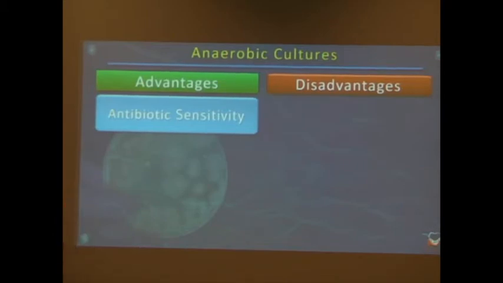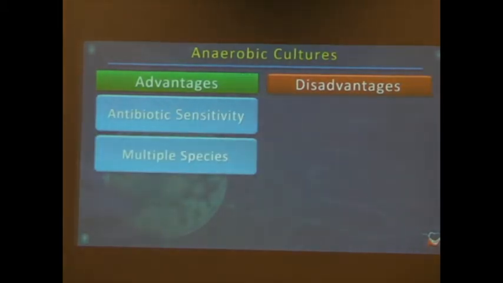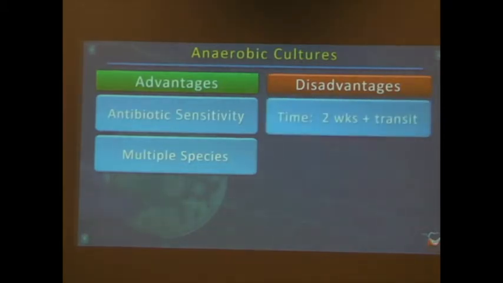So they can tell you exactly whether these bugs are killed by these antibiotics. All the other recommendations you see, for instance, like the DNA companies, that's just based on what the literature says. They don't actually test the bugs that you sent against the antibiotics. They can check for multiple species, typically about a dozen. Disadvantages, takes 2 weeks before they can get the results. Some of the bugs don't even start growing until day 11.